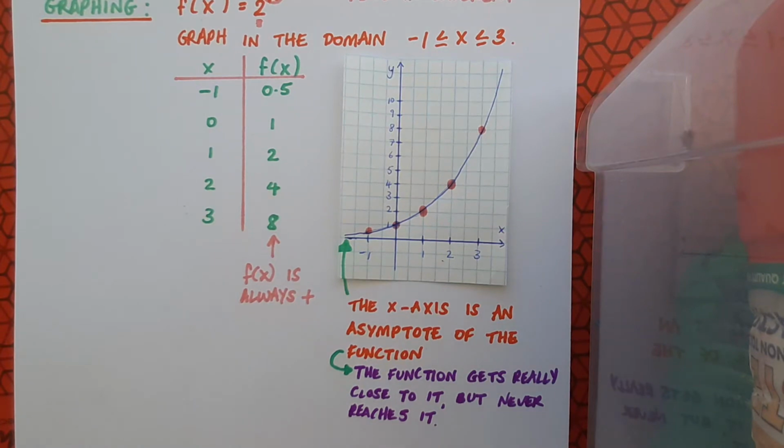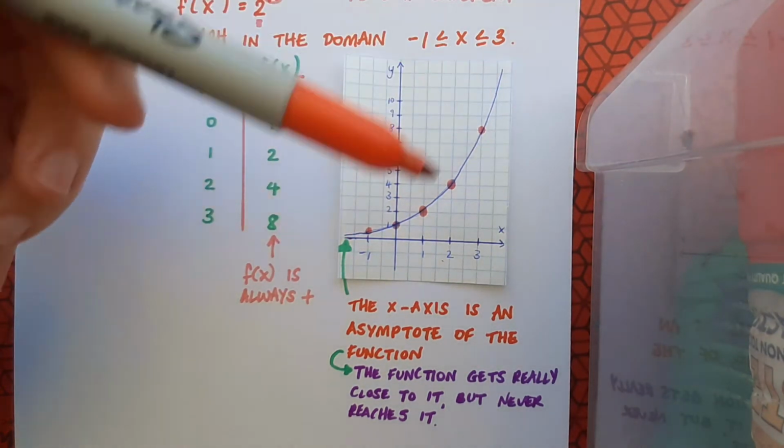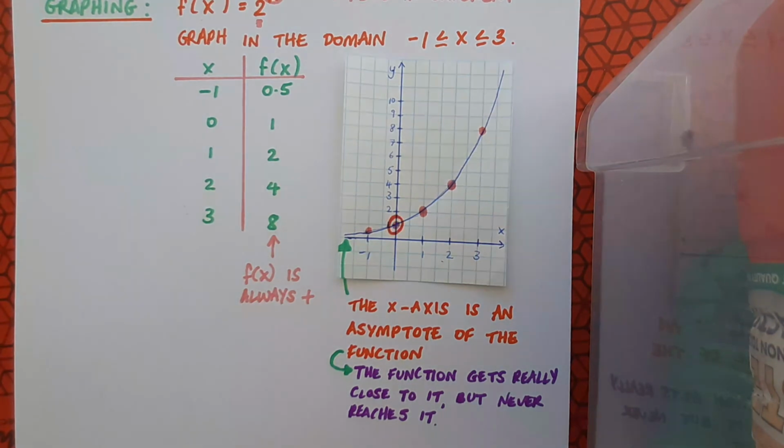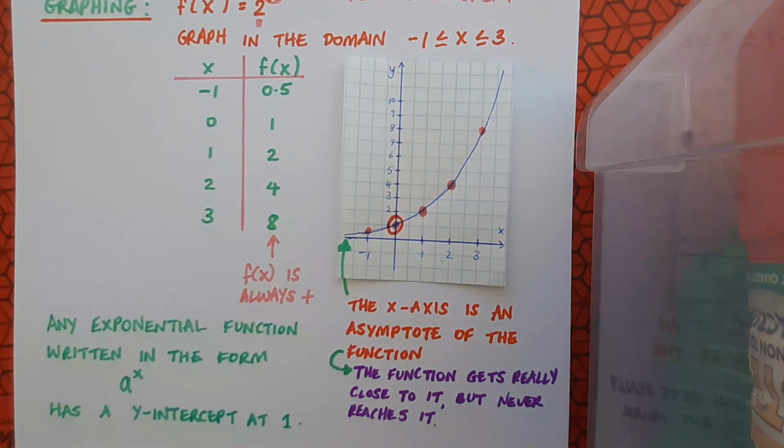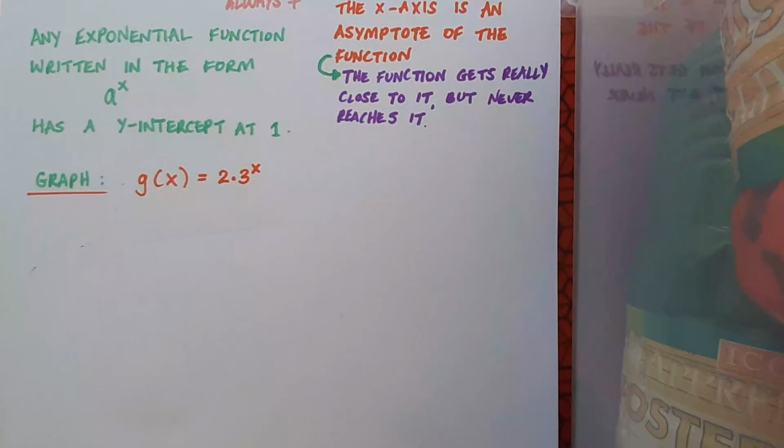Looking at our graph again, notice how this function goes through the y-axis at 1. This is kind of the default y-intercept for exponential functions. We can say that any exponential function written in the form a to the power of x has a y-intercept at 1. But not every exponential function has a y-intercept at 1. So let's look at an example now of one that has a y-intercept somewhere else.